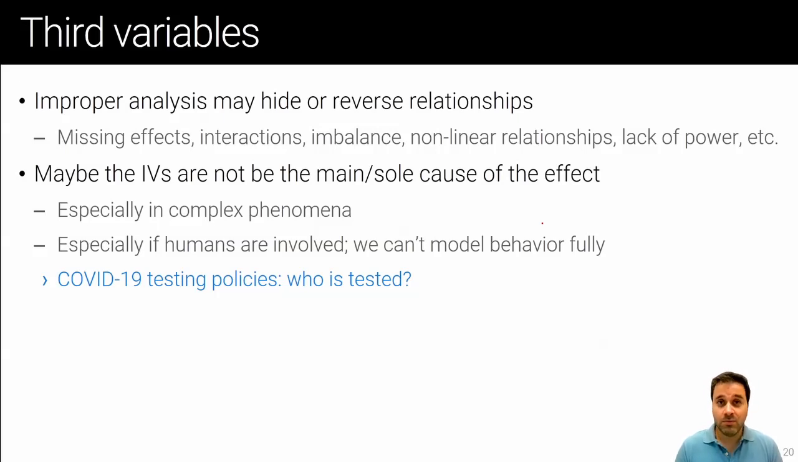But basically, maybe just the independent variables are not the main or sole cause for a certain effect in a response, especially if we're modeling complex phenomena, because usually there's a multitude of variables that are involved in a certain process that ultimately leads to a change in an outcome. And if humans are involved, even more so, because we can't model human behavior. It's next to impossible.